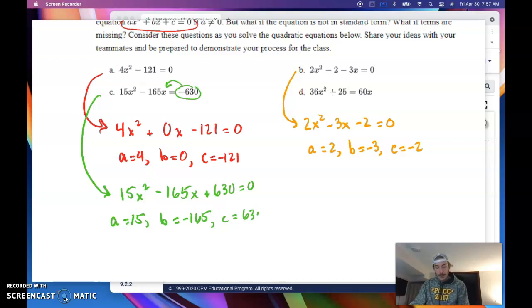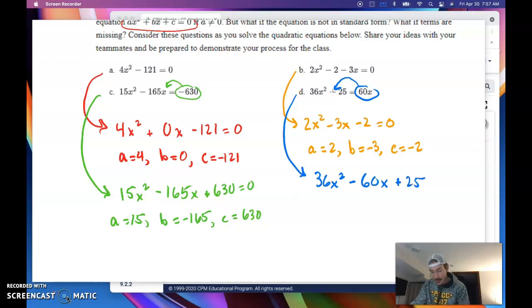Okay? Ladies and gentlemen, the last one that we're going to look at here is letter D. Letter D looks like this. And how come this thing isn't in standard form? Similarly to C, you can see that we've got it not equal to 0. And so I've got to move this, but I'm going to take it and I'm going to move it over, and I'm going to move it between my quadratic term and my linear term. So this becomes 36x squared. It's going to be minus 60x because, again, you switch the side, you switch the sign, and then plus 25 equals 0. Okay, so A is 36, B is negative 60, and then C is 25.